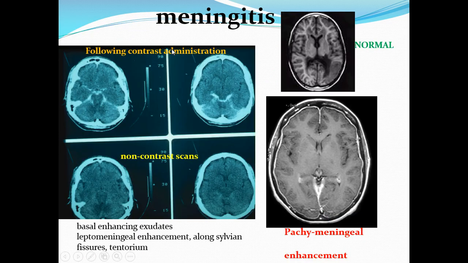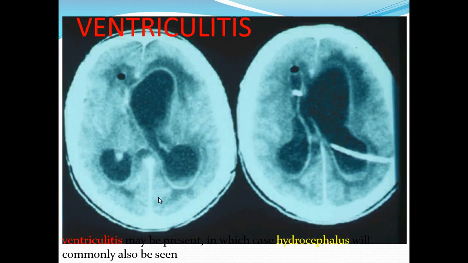Then meningitis. In meningitis, the meninges will enhance. We have the prior history of fever, neck rigidity, altered state of consciousness. So we give the patient IV contrast, and you can see the meninges are enhancing, and not only enhancing, but they are so nodular and thickened. This is the MRI image. You can appreciate there is so much nodularity. Normally it is like this. So this is the case of meningitis.